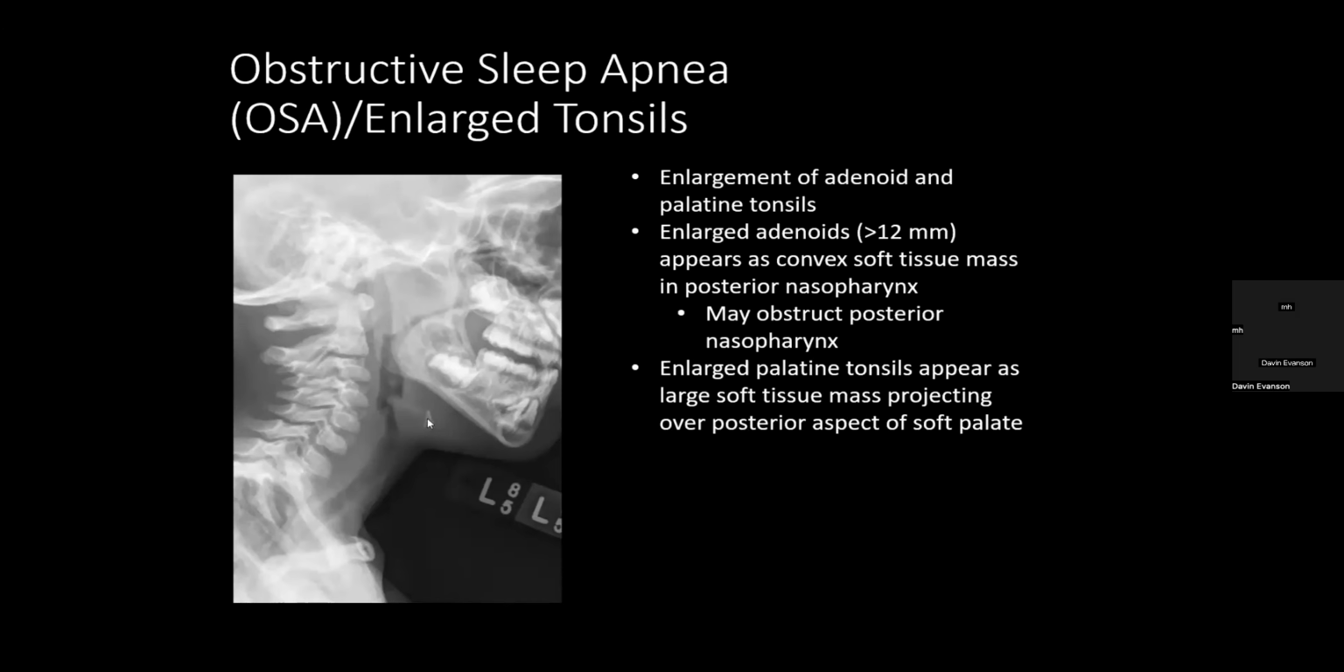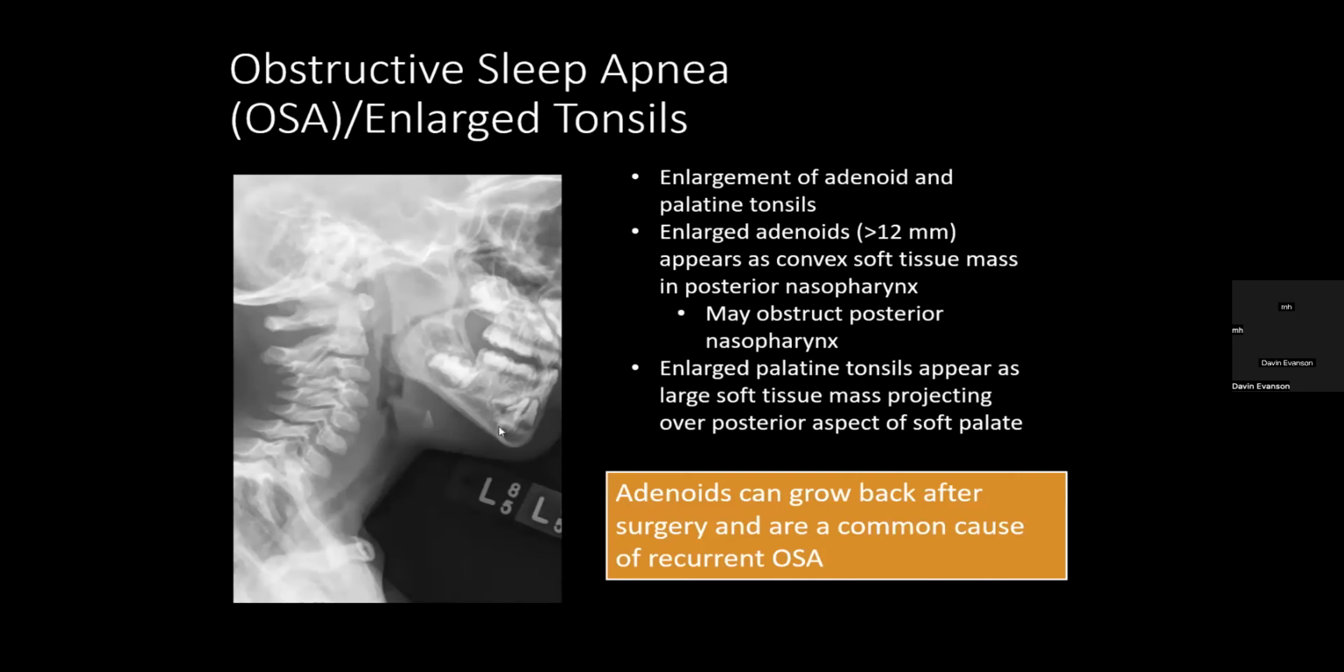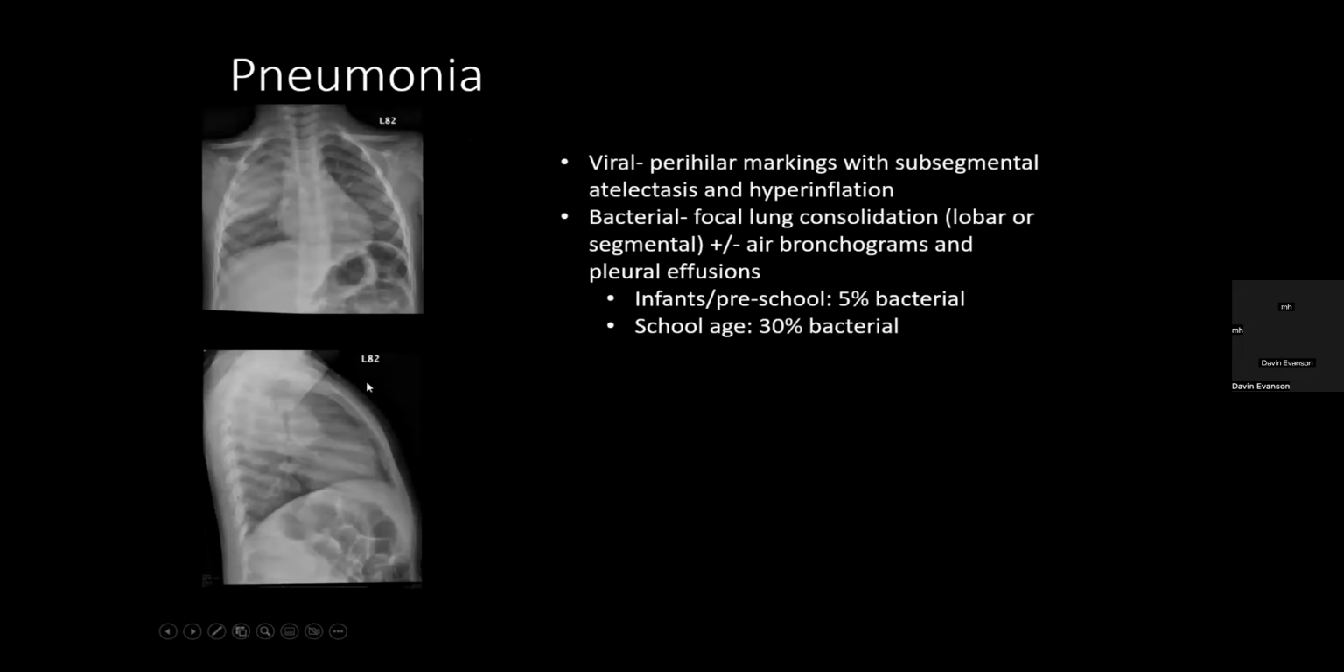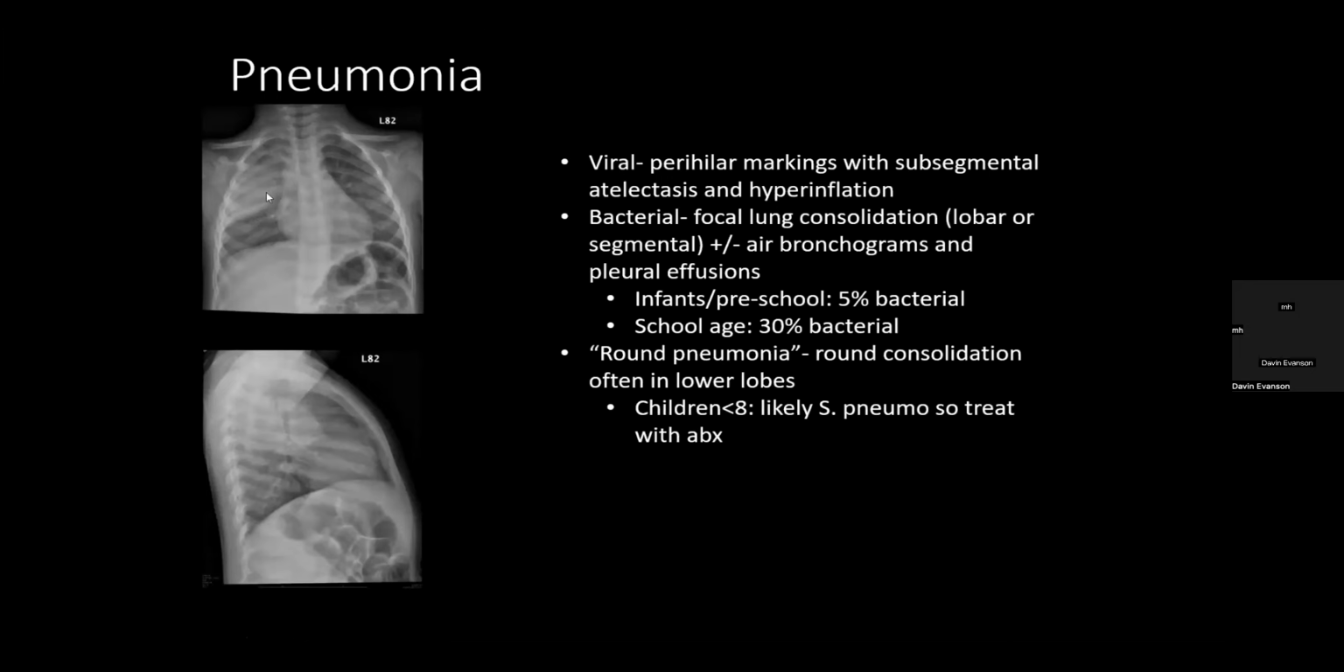Enlarged tonsils, adenoids. So pediatric chest, some of the topics that will be covered here: pneumonia, acute chest syndrome, cystic fibrosis, mediastinal mass. So pneumonia, again, something too white or opaque, blood water cells pus. And something unique to the pediatric populations around pneumonia.